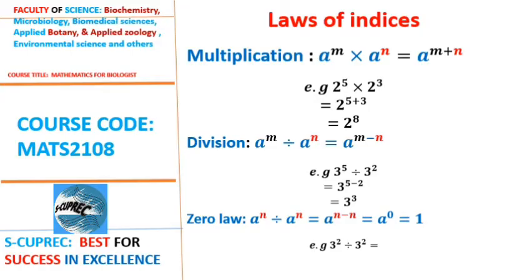So for example, we have 3 raised to the power 2 divided by 3 raised to the power 2. We see that the bases are the same, so we subtract the powers. So we are going to end up with 3 raised to the power 2 minus 2, which is 3 raised to the power 0. And we know that the zero law says anything raised to the power 0 should always be equal to 1. So take note of the zero law. Anything raised to the power 0 should always be equal to 1. If we have 1 million raised to the power 0, it's always going to be equal to 1.